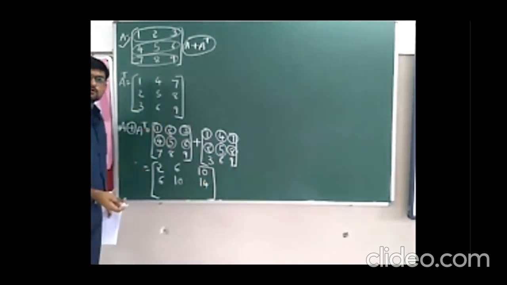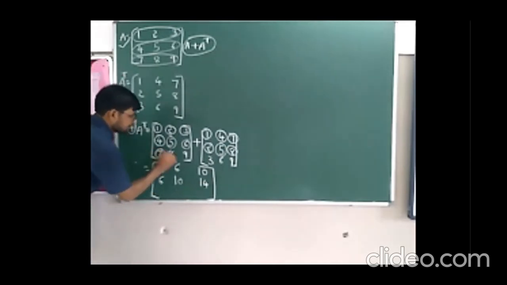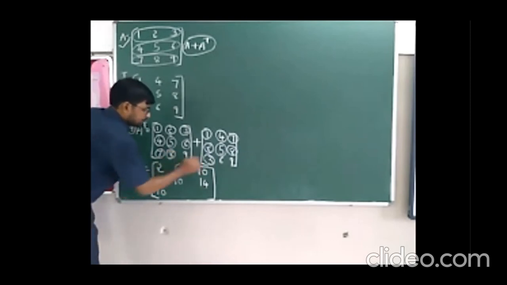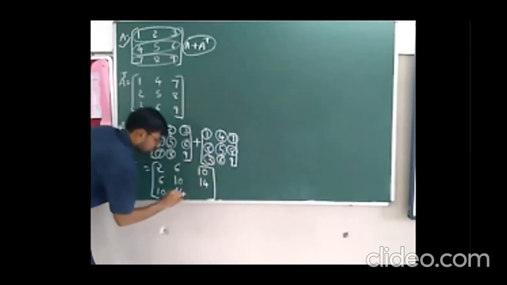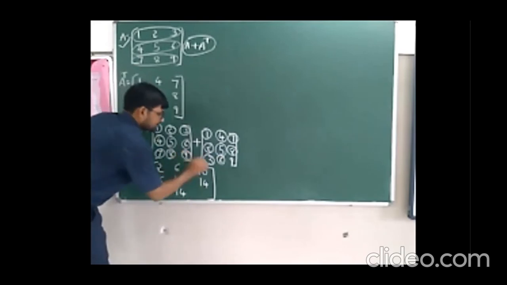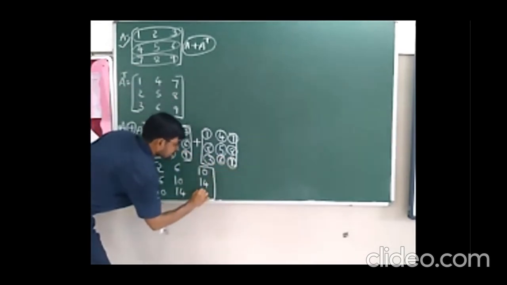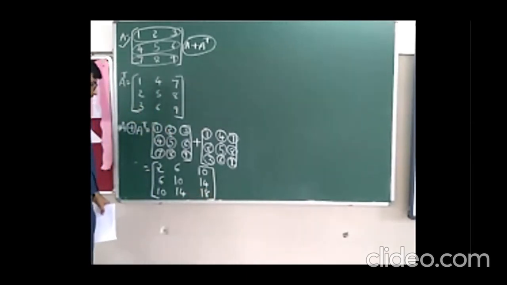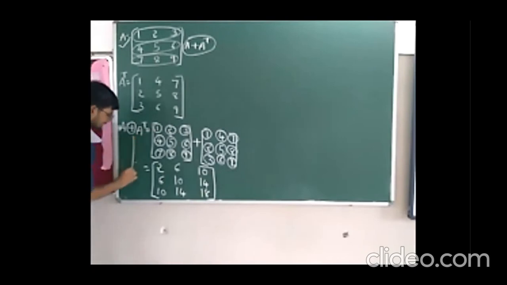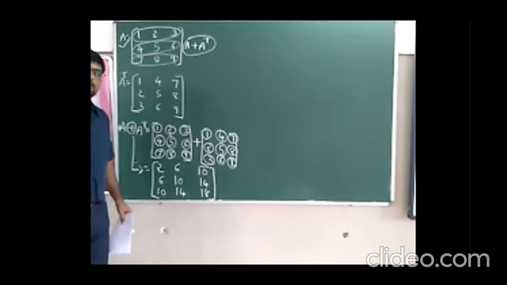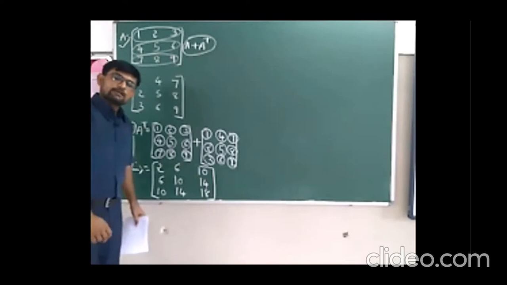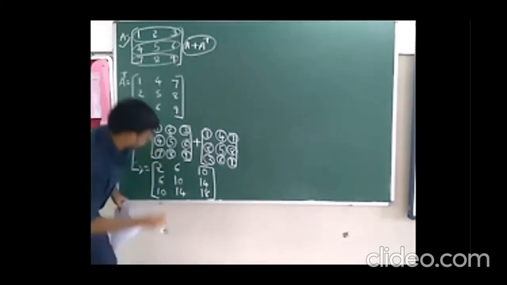Now we use the third row. First element plus first element is 10, second element plus second element is 14, and the third element plus third element, that is 9 plus 9, is 18. So this is the answer of A plus A transpose. I hope it is clear. Now again we have to give the answer: which type of matrix is this?